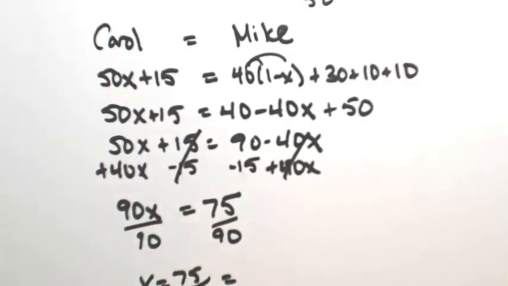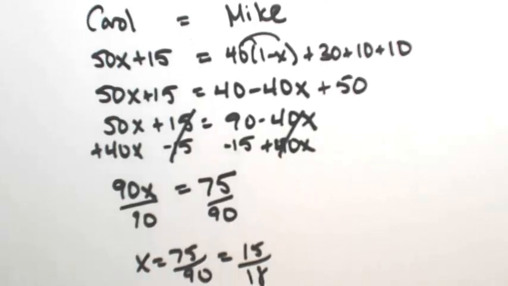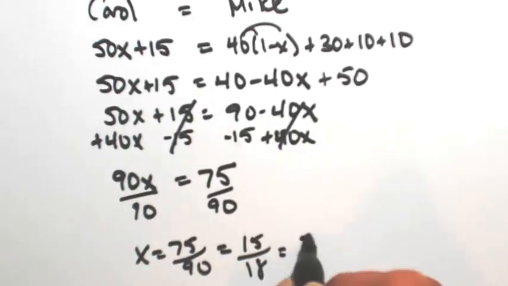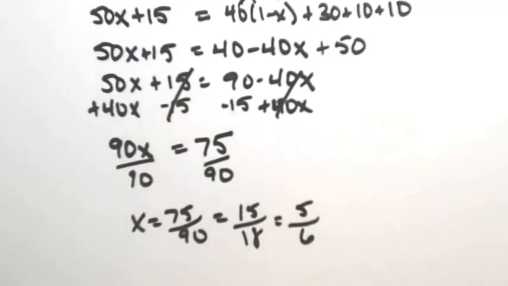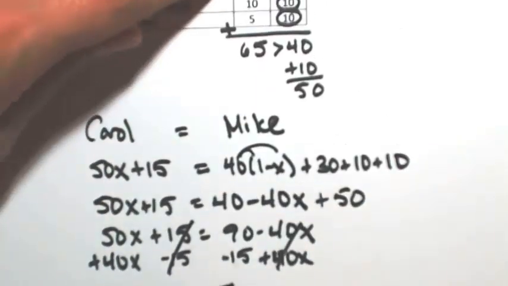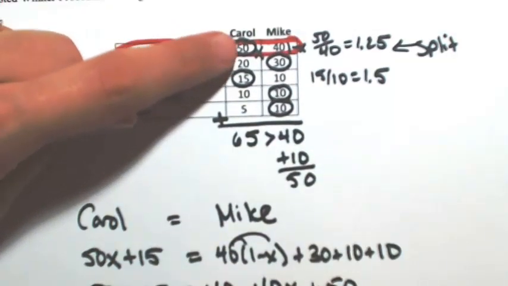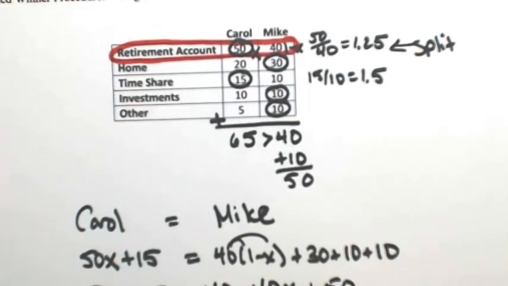We can reduce that a little bit. 75 divided by 5 is 15. 90 divided by 5 is 18. I think we can go one more step, take a 3 out of there, so 5 out of 6. So x, keep in mind that x was assigned to Carol. So Carol's going to get 5/6 of the retirement account. So that means that Mike will get the other part, which is 1/6.